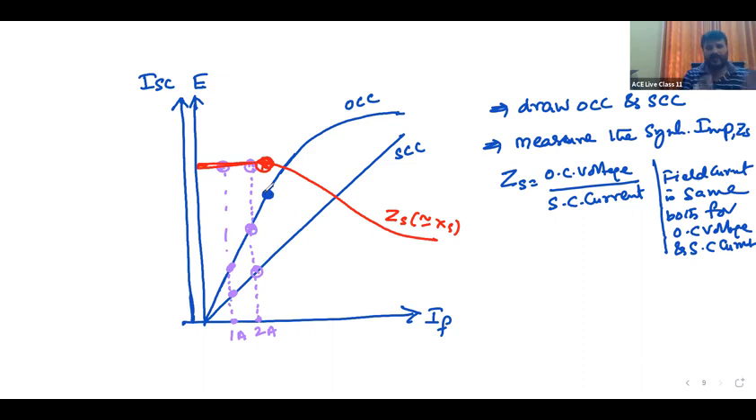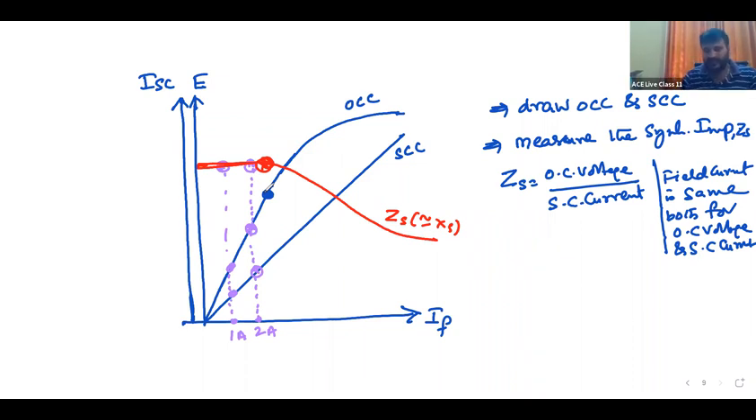But from the knee point onwards, ZS is decreasing. Why is ZS decreasing? Due to saturation. ZS decreases because the OCC is not linear. The SCC is linear, but the OCC is not linear. The voltage is not increasing that much. The voltage increment is less compared with current. So ZS decreases.